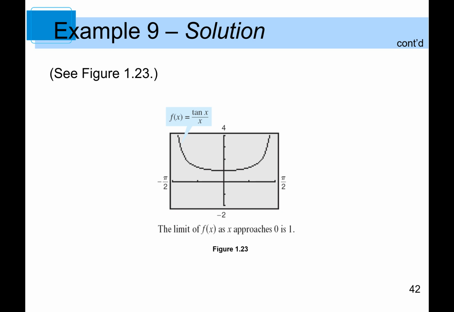So this is the graph of tangent x over x. As you can see, when x approaches 0, the value is 1. Then the limit of f of x as x approaches 0 is equal to 1.